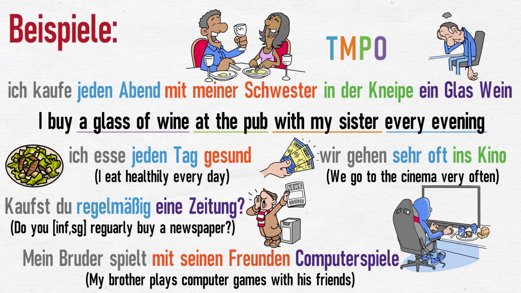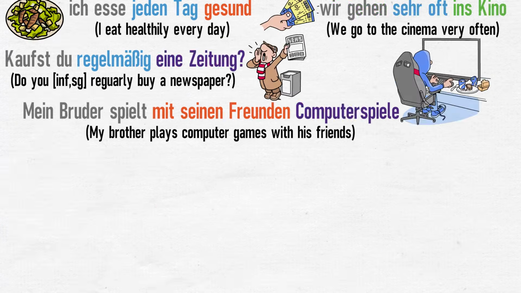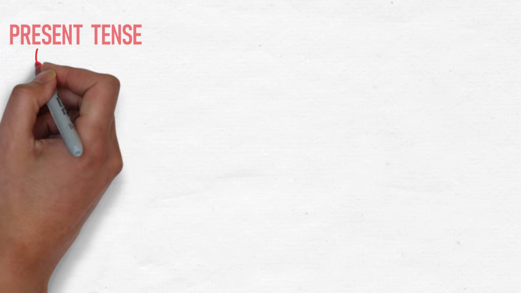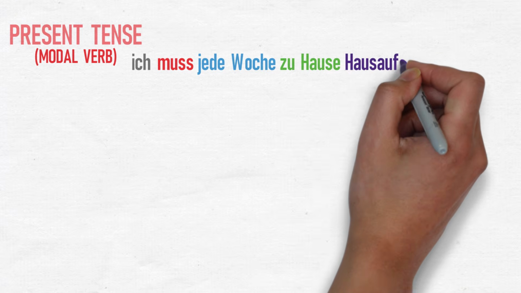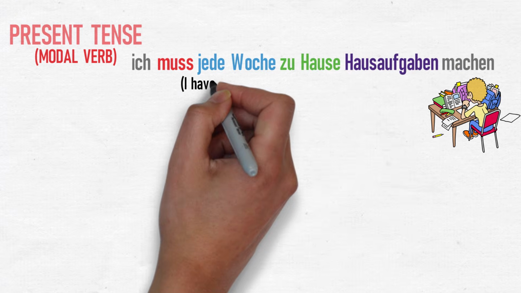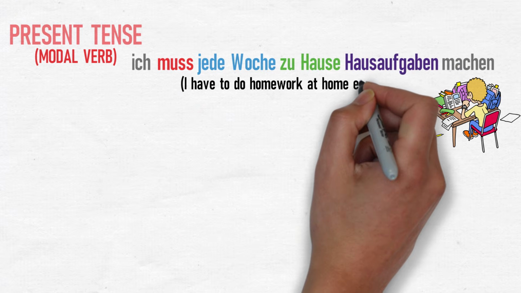Now that we've seen how this works in the present, we can see how this works in other tenses too. Firstly, let's look at the present tense with a modal verb. You can learn more about those by following the link in the description of this video if needed. Ich muss jede Woche zu Hause Hausaufgaben machen. I have to do my homework at home every week.